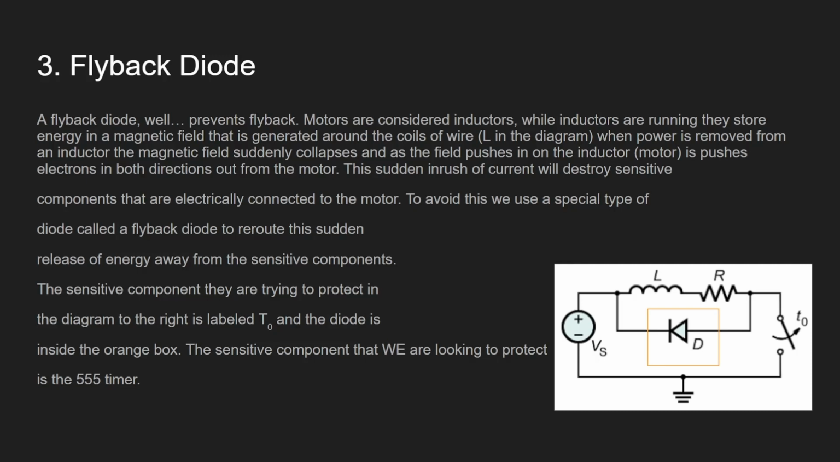The sensitive component that they are trying to protect in the diagram to the right is labeled T sub 0. The diode is inside the orange box. Notice the arrow and the wall. This is saying power can flow in this direction, but it can't flow from left to right. The wall blocks it. The arrow allows it to flow through. The sensitive component that we are looking to protect in our circuit is the 555 timer.